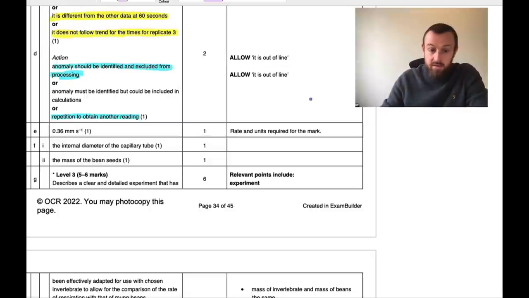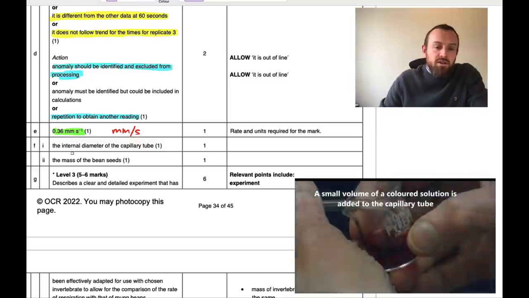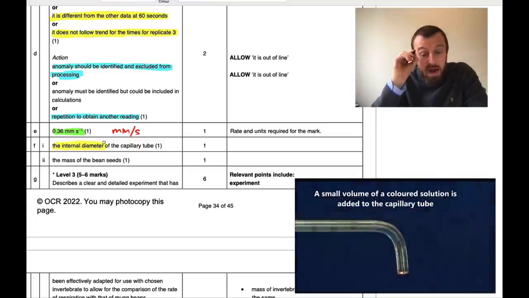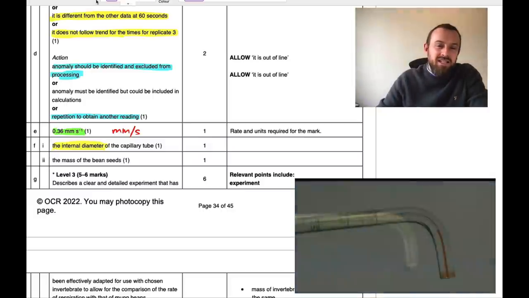So we have 0.36 millimeters per second, minus 1. You could have had millimeters per second is also acceptable. The internal diameter of the capillary tube. It doesn't say whether they've accepted radius or diameter. Let's try and focus on that word internal as just another really picky thing that we have to say. Why does that even matter?